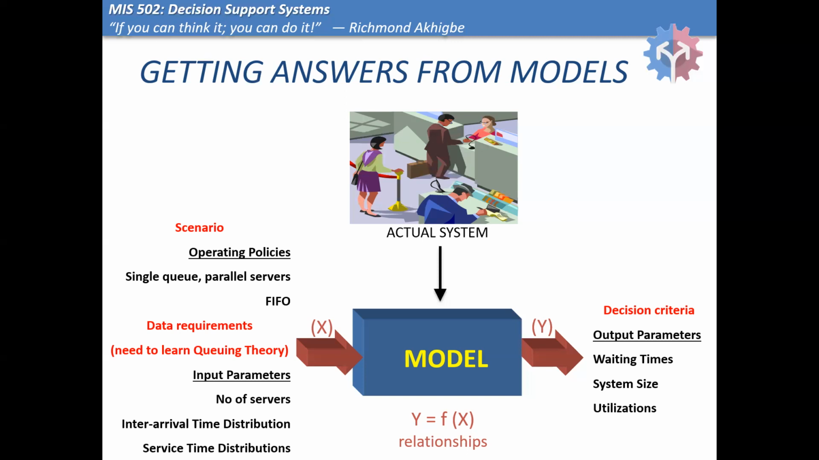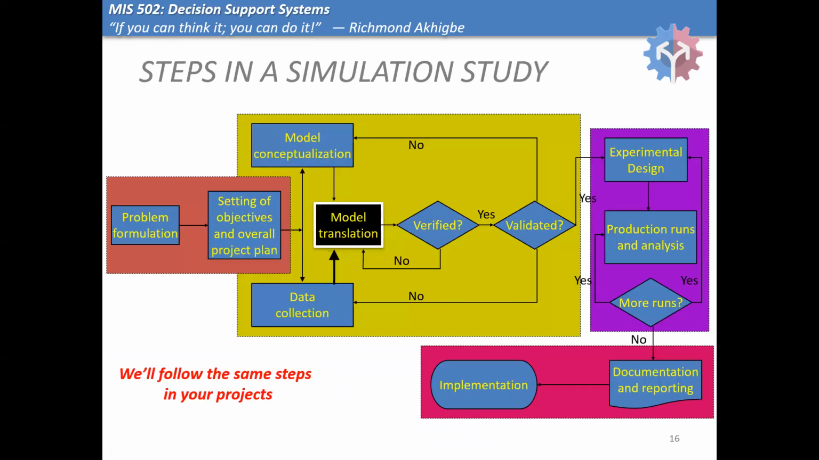So what is the first thing we have to do in our project, or in any simulation study for that matter? We have to define the problem, and we have to write a problem statement that clearly tells us what is going on, and where you are facing the problem. And then what is the next step?